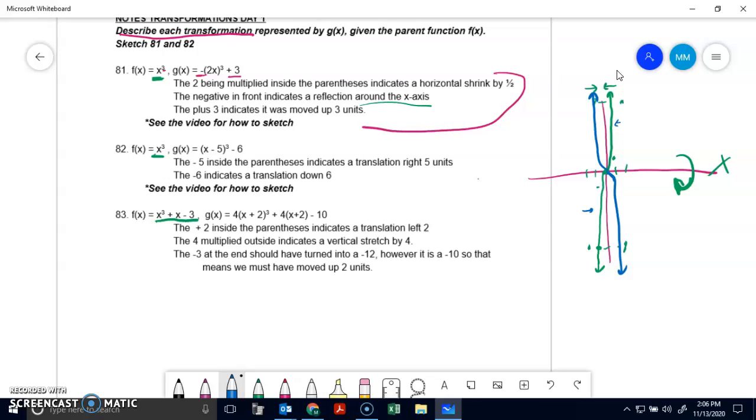But anyway, there's my reflection around the x-axis in blue, and then I'm going to move it up 3 units. I'll do this in black. So instead of my center being here, it's going to be up 3 units, here at 3, and it's going to be that same one as the blue looks like: a skinnier, reflected, moved up 3, x to the third function.